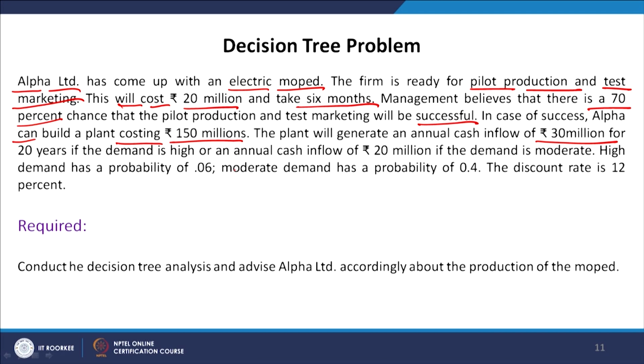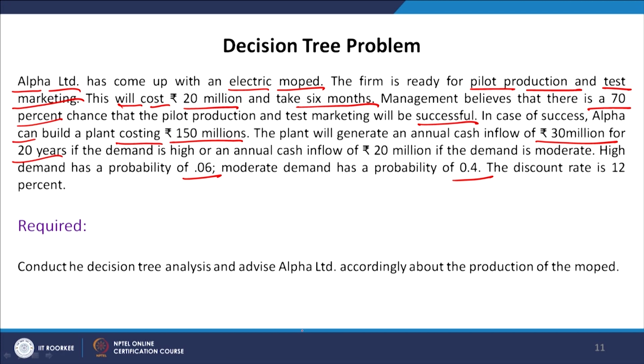High demand has a probability of 60%, 0.6, and low demand has a probability of 40%, 0.4. The cash inflow will be 20 million and the time period is 20 years. The discount rate is 12%.